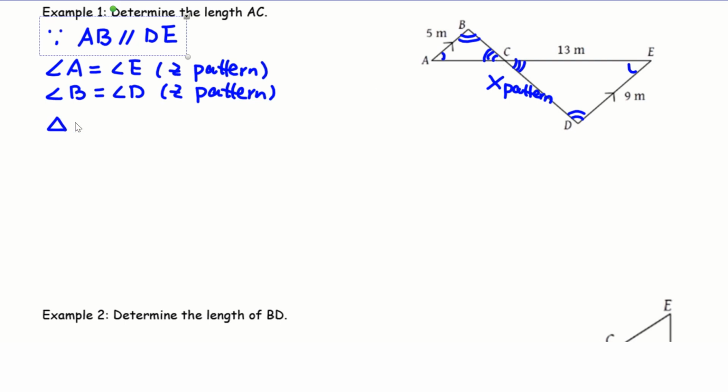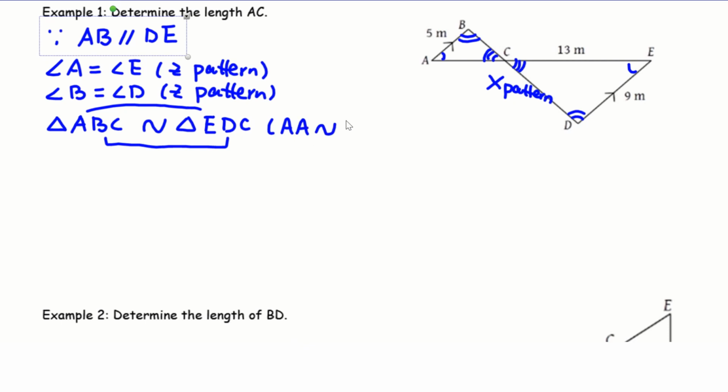Then we have the conclusion, triangle ABC. The order matters: angle A corresponds to angle E, angle B corresponds to angle D. So A and E correspond, B and D correspond, then whatever is left is C again. Then we write it's angle similarity, so two corresponding angles are equal. So we have these two triangles similar, then the corresponding sides will be proportional.